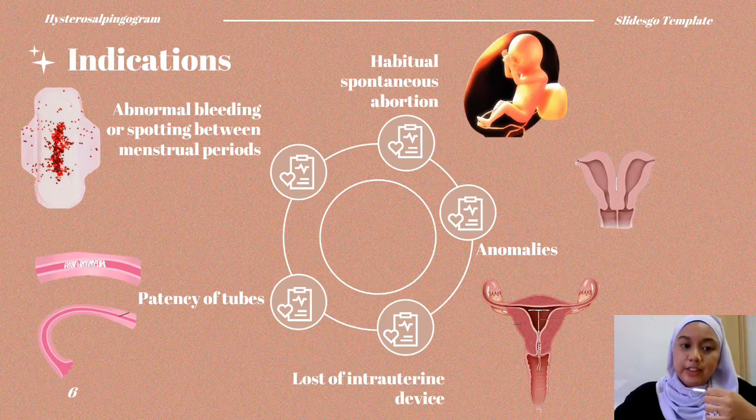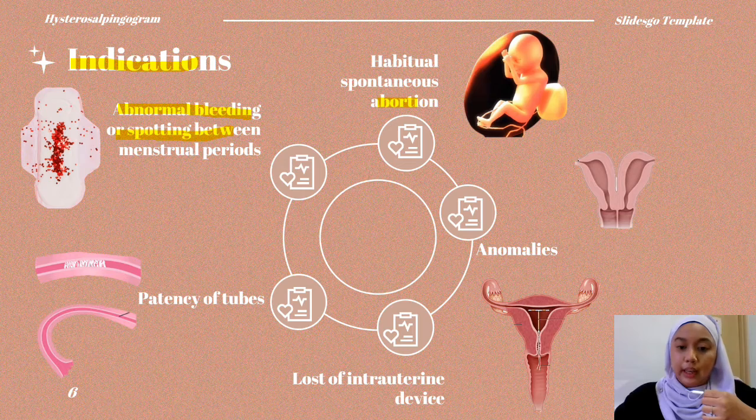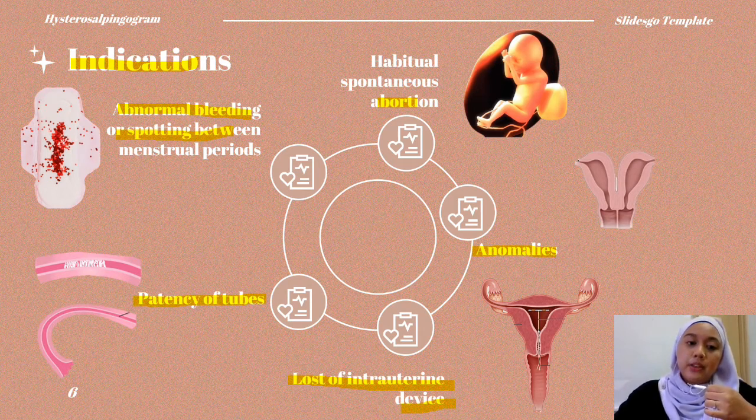Now let's look into the indication. Why do we do the HSG examination? If there is any abnormal bleeding or spotting between the menstrual periods, or a habitual spontaneous abortion, or any anomaly, or the loss of the intrauterine device, IUD, or to check for patency of the tube. So these are all the indications for the HSG procedure.